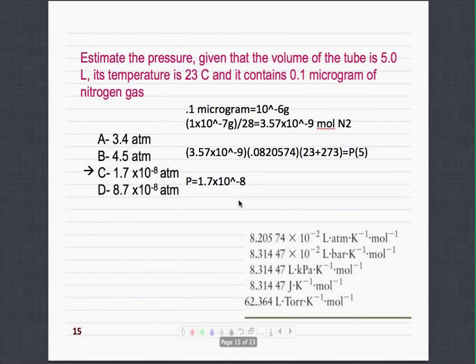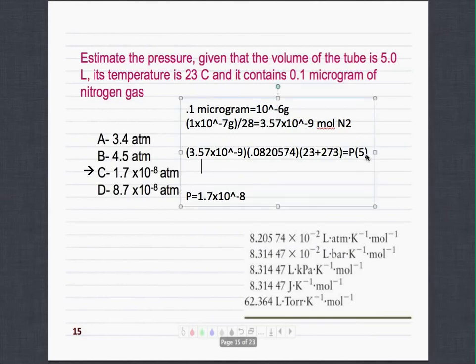So what I'm going to do is 0.1 times 10 to the minus 6 grams, because now I did the conversions, over the molar mass. I have nitrogen gas, so the molar mass of that is 28.01 grams per mole, multiplied by the volume, which is 5 liters, multiplied by R, which I'm going to take from here with atmosphere, 8.20574 times 10 to the minus 2, in liter atmosphere per Kelvin per mole. I'm just going to put the units up there because I don't have enough space. Multiplied by the temperature. The temperature is 23 plus 273.